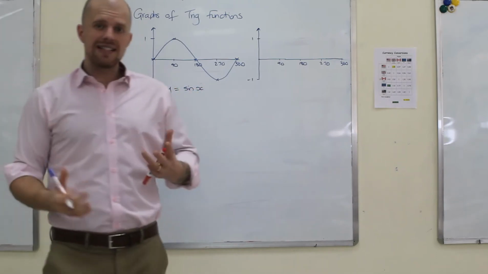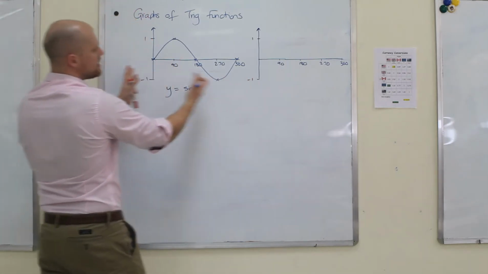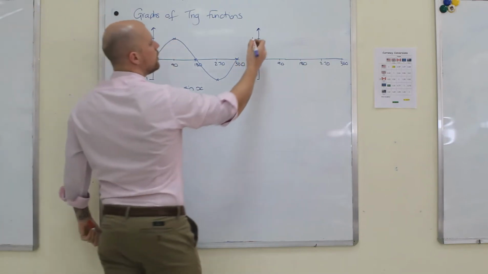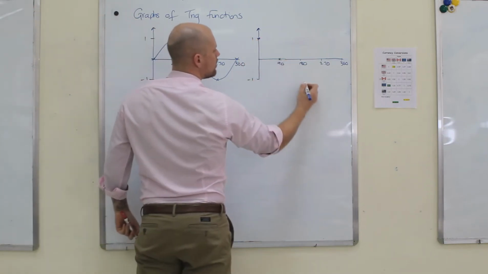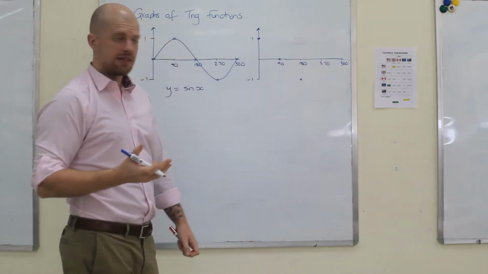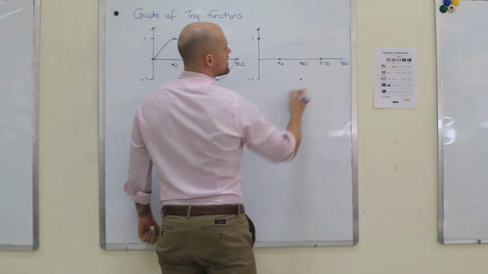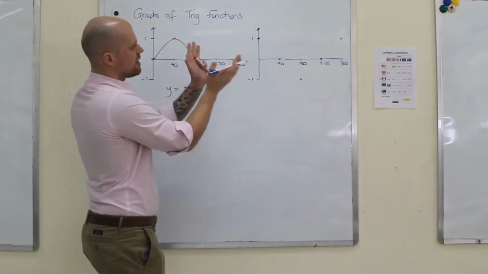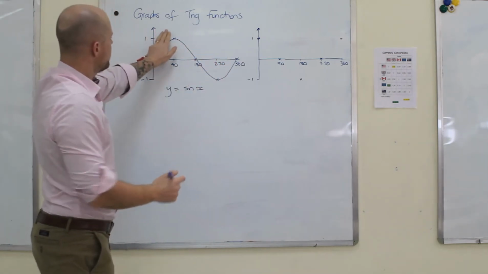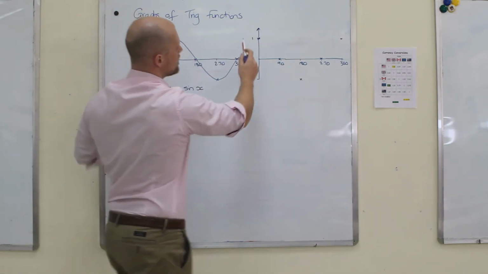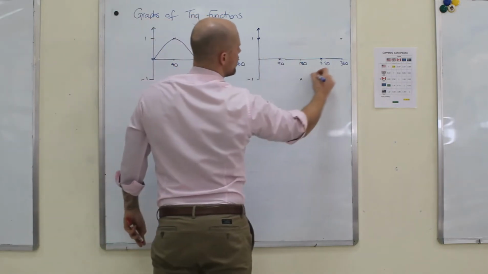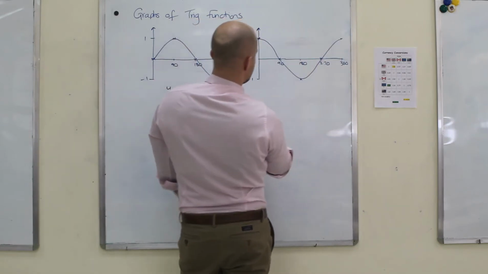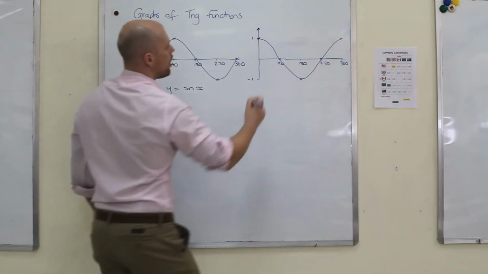Cosine x is almost identical, but it's just shifted by 90 degrees that way. We move the graph 90 degrees this way. So it starts at 1 and comes down to minus 1 at 180 degrees, 270 degrees is 0, 360 is 1. And again, now this one especially is not a V. If you look here, this graph is a smooth curve, and this one has to be as well. So it's a smooth curve that looks something like that. This would be the graph y equals cos x.